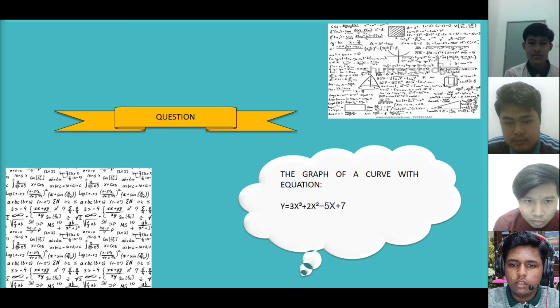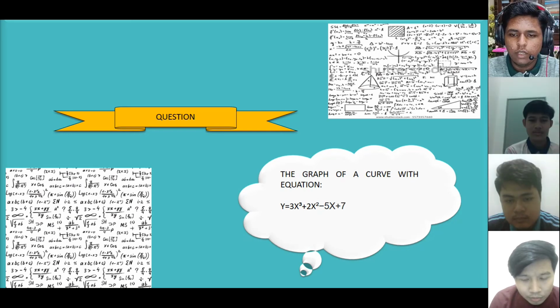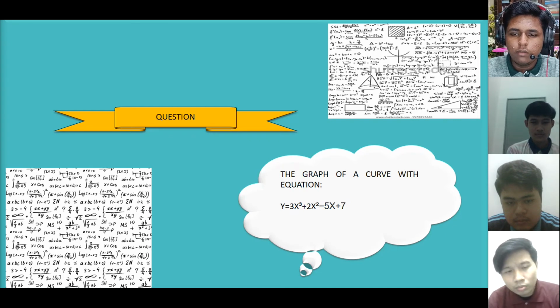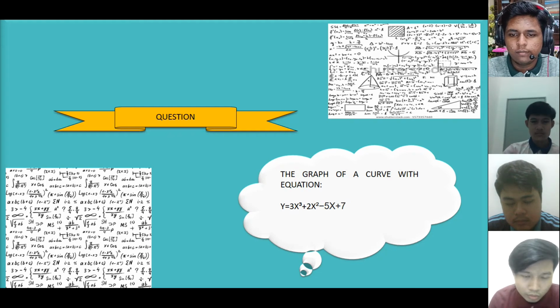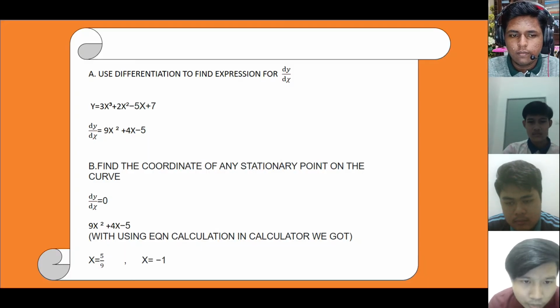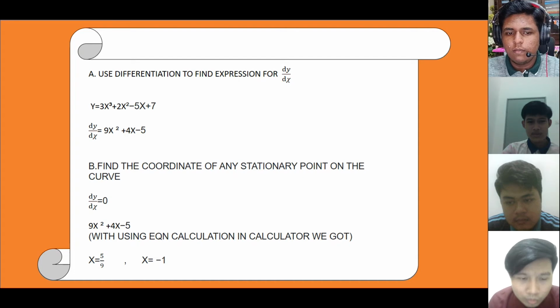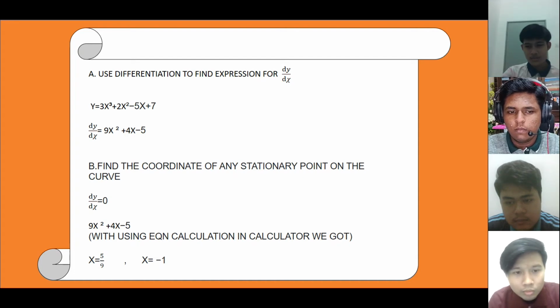The example question is: the graph of a curve has the equation y equals 3x cubed plus 2x squared minus 5x plus 7. Okay, Aiman Fakri, can you start solving this equation?